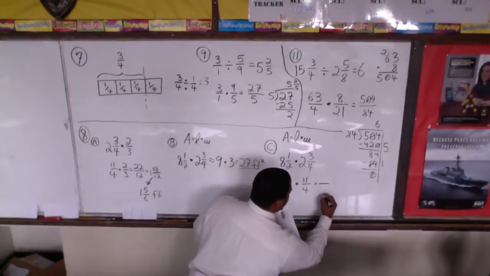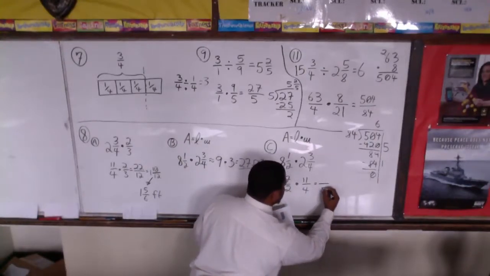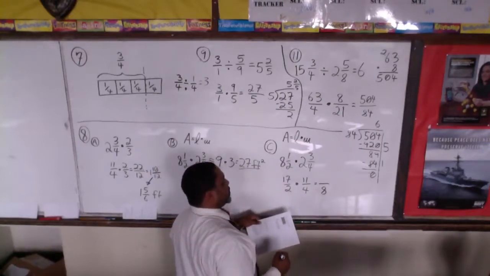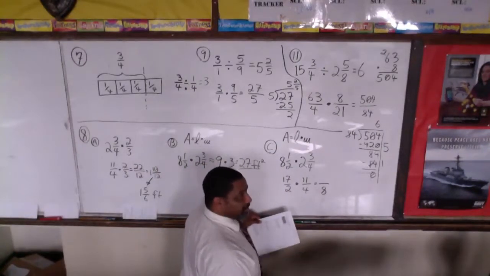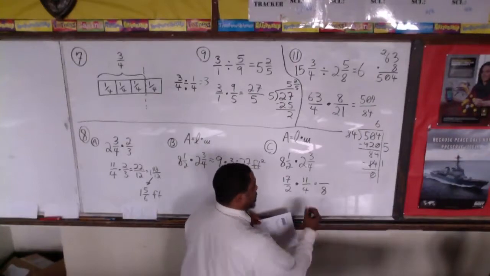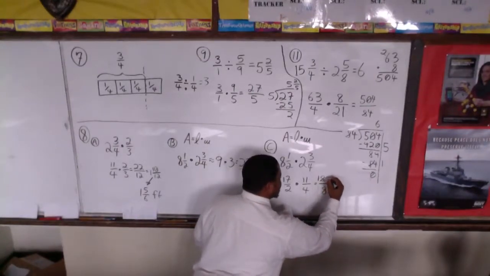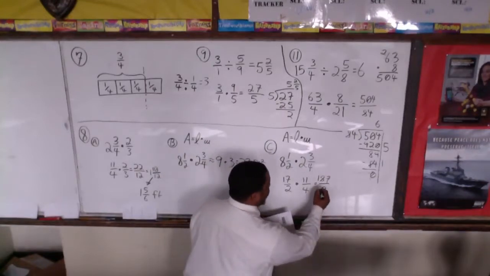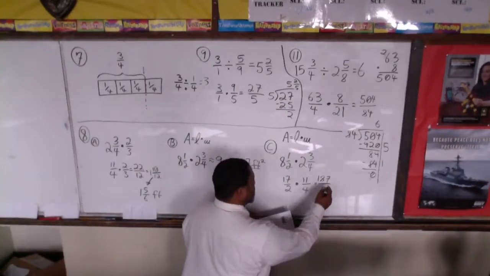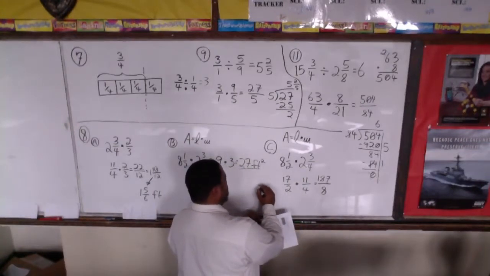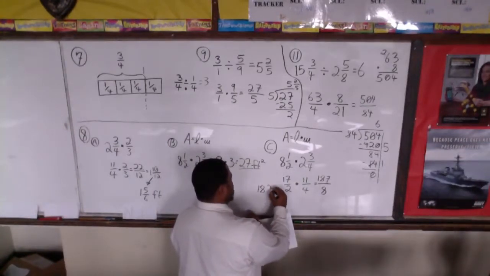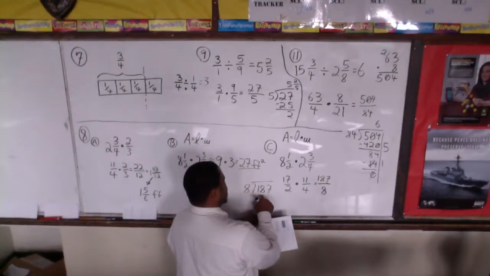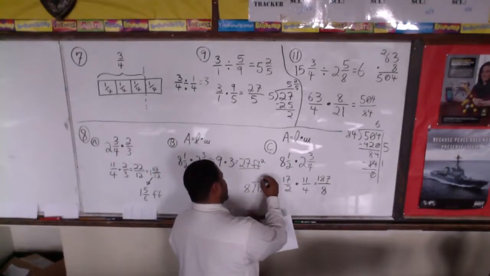2 times 4, that's very simply 8. 17 times 11, well, 17 times 10 is 170. Then we add another 17 to our 170, we get 187. So the answer is 187 over 8 square feet. So let's turn that into a division problem. 187 divided by 8. 8 goes into 18 2 times.